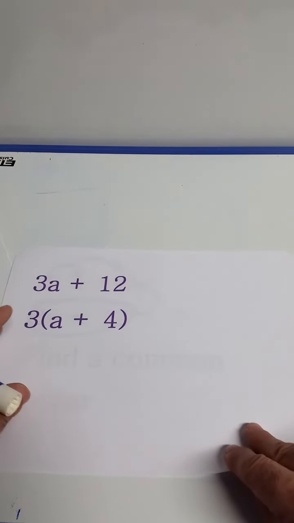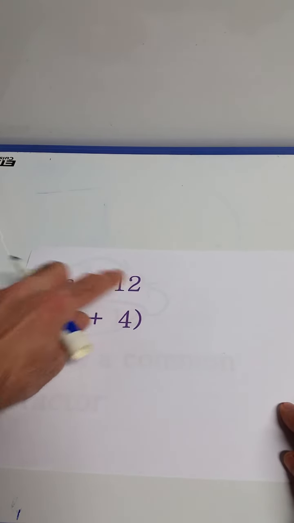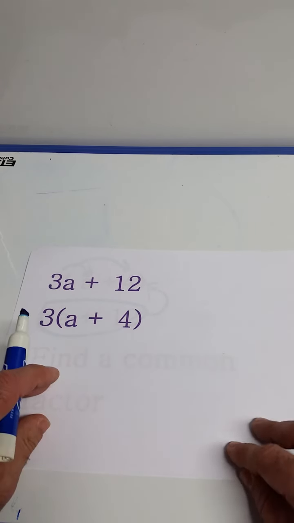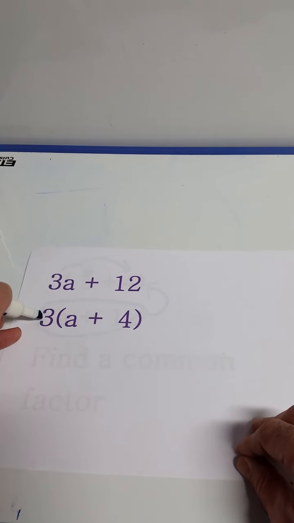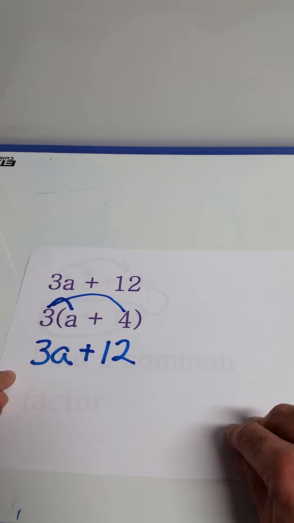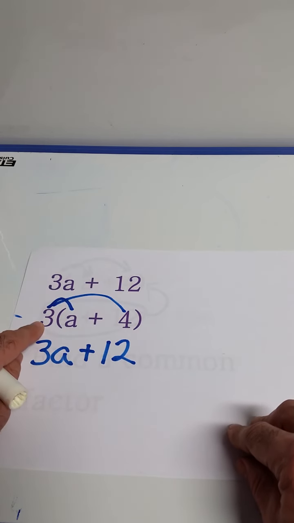Okay, so here we have 3a plus 12. Let's say I gave you this question, 3a plus 12. We want to find the common factor, which is 3. And then we want to ask ourselves, how am I going to get 3a if I just have 3? Well, I need an a. 3 times a is 3a. And then how am I going to get a 12 with a 3? Well, 3 times 4 is 12. So this is how we factor to get the distributive property form.